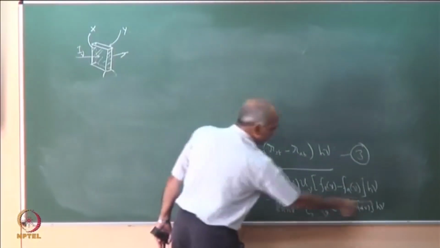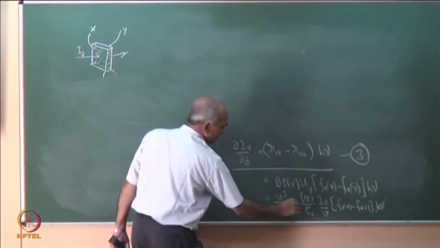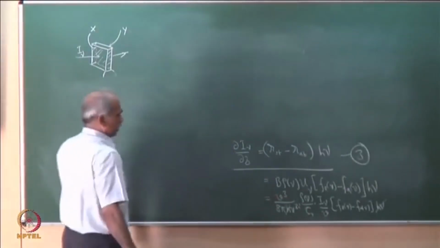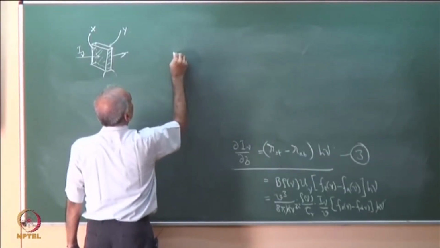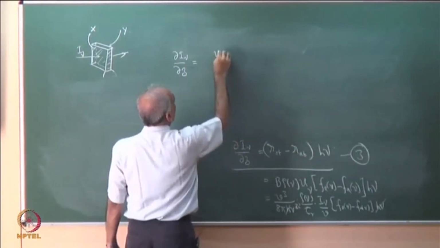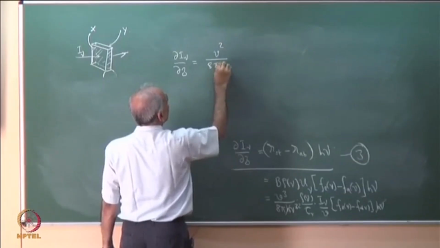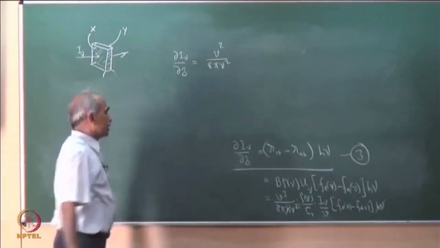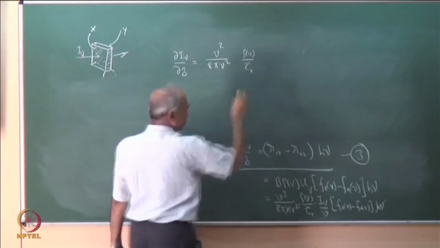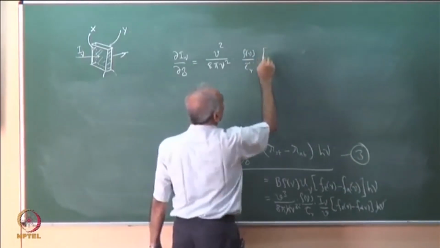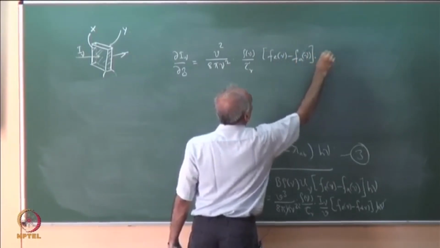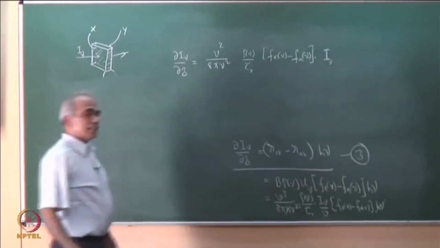So, one h nu goes here with this h nu, this becomes nu square, and one V goes with this, and therefore we have del I nu by del z is equal to V square by 8 pi nu square, or I can write C by n, into rho of nu by tau r into F E of nu minus F A of nu into I nu. The intensity is a function of Z.